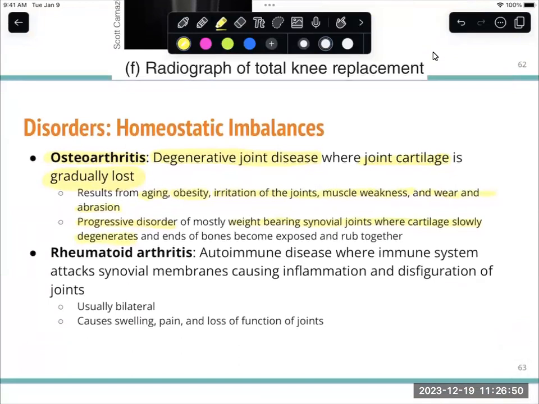Osteoarthritis, or no, rheumatoid arthritis. I mentioned rheumatoid arthritis being that autoimmune disease where your immune system is attacking itself. So that rheumatoid arthritis I mentioned is where the immune system is attacking those synovial joints, causing those joints to become inflamed and eventually disfigured. It's bilateral, so it's going to happen on both sides. A lot of times you see it in the hands and the fingers first. Going to cause swelling, pain, and loss of function.